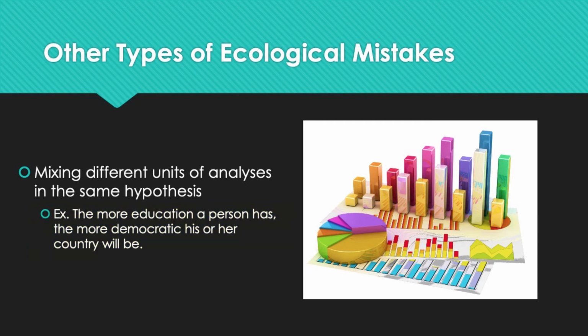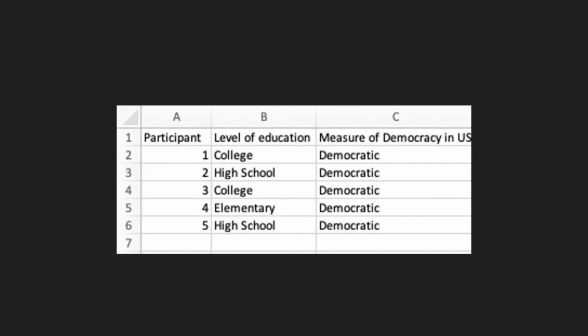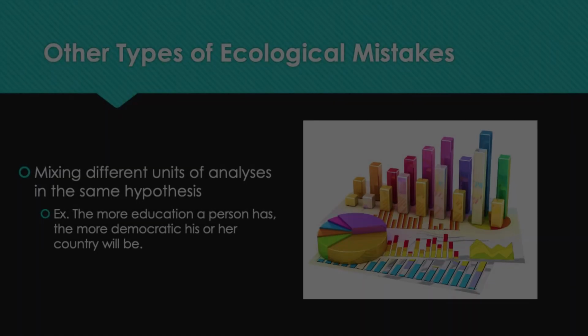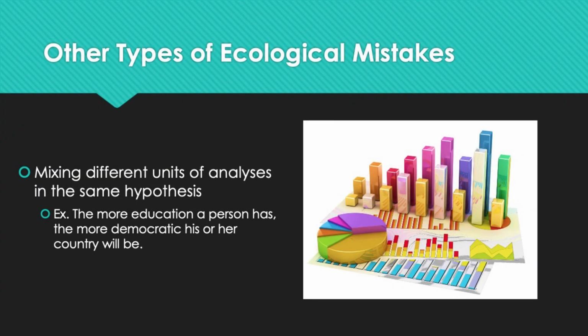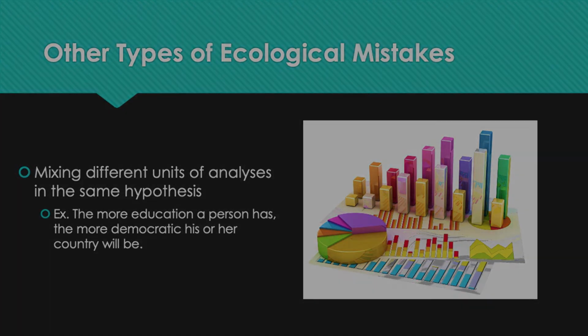How does the education level of one individual have an impact on the level of democracy in his or her country? And how would we even code that in a spreadsheet? It just doesn't make any sense. And look, we've already talked about this measure of democracy in the United States variable. What do we call that? It's constant. It doesn't even vary. So just make sure that you're not mixing aggregate level measures and individual measures. They don't mix.